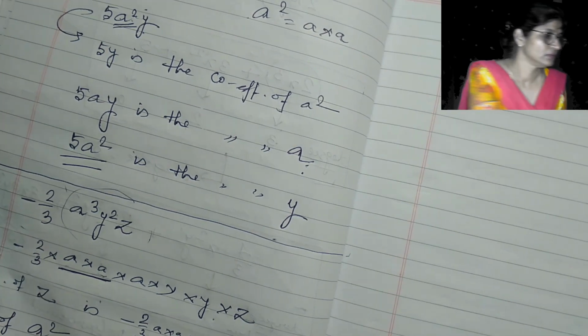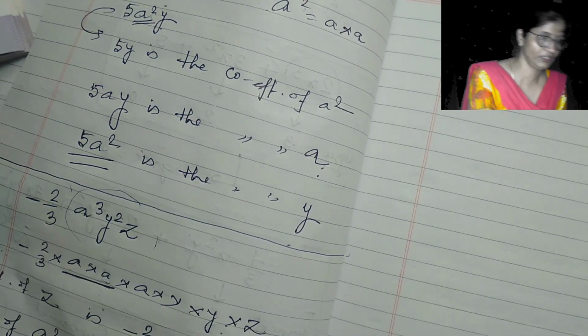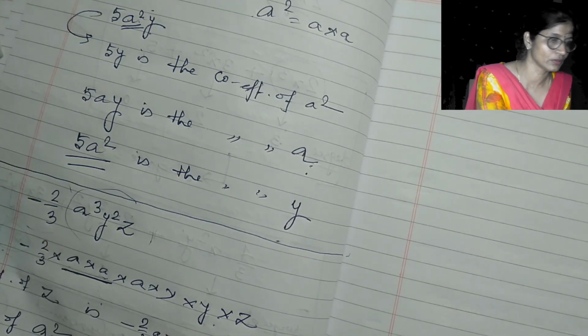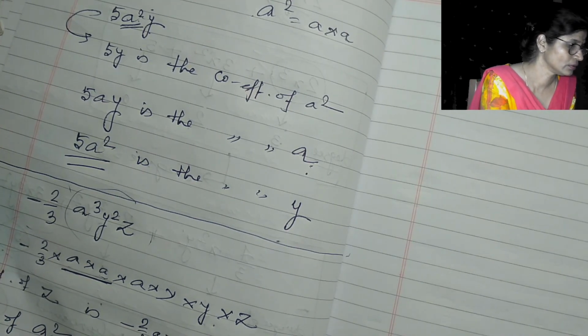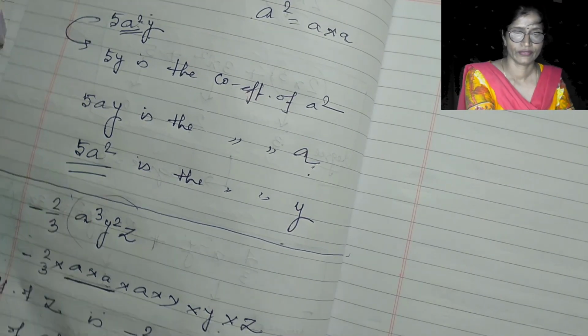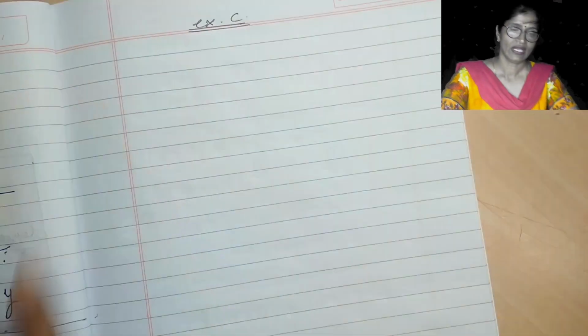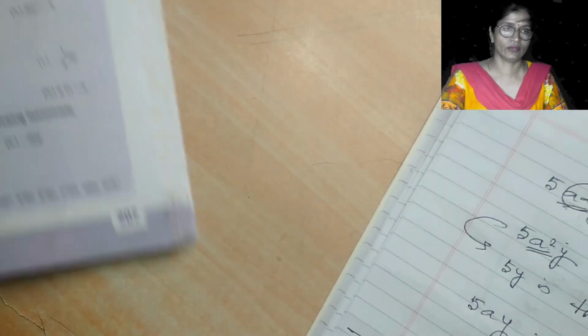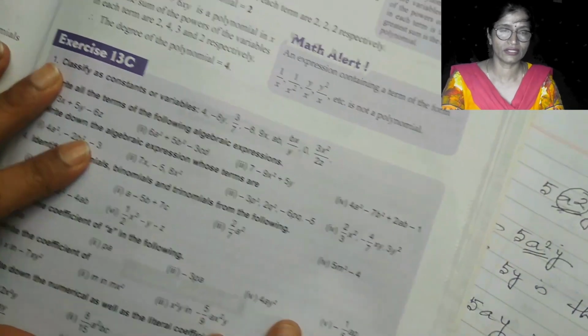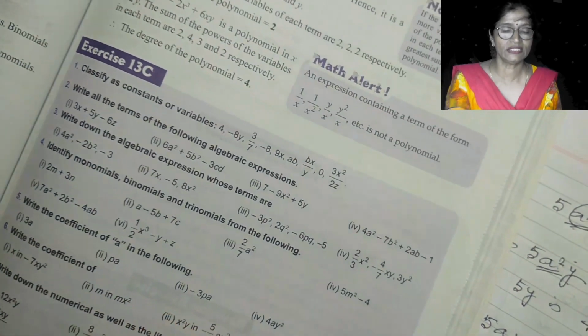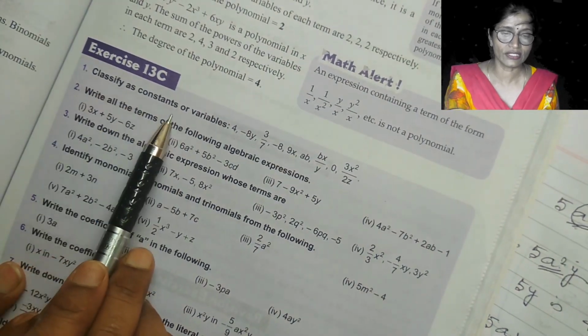On the basis of this, we will solve the exercise given in the book, that is exercise 13c of your book. Let us do a few sums of 13c. It says classify as constants or variables.